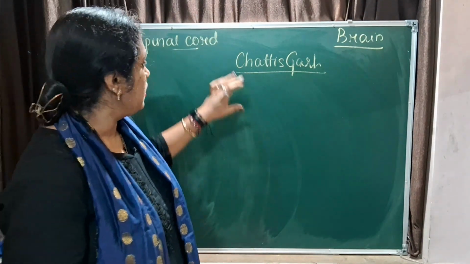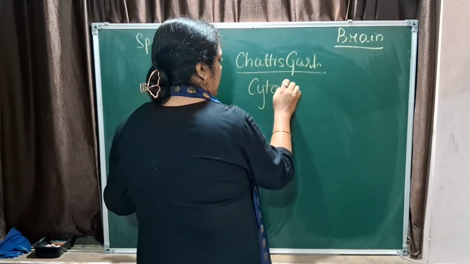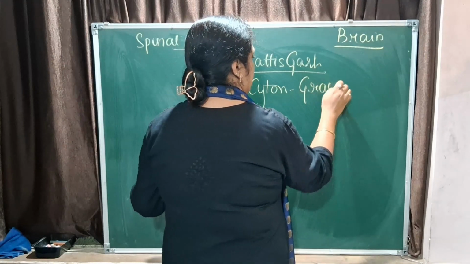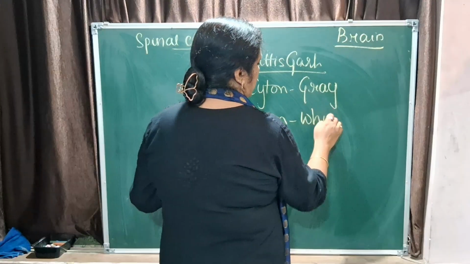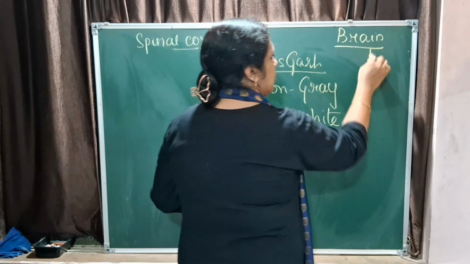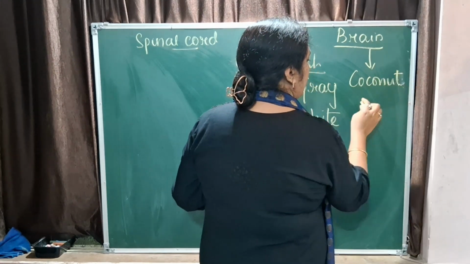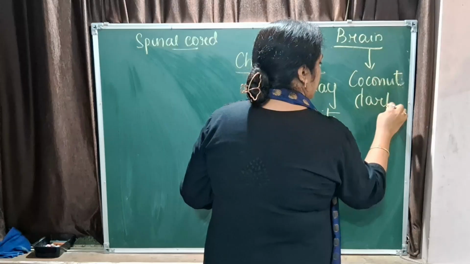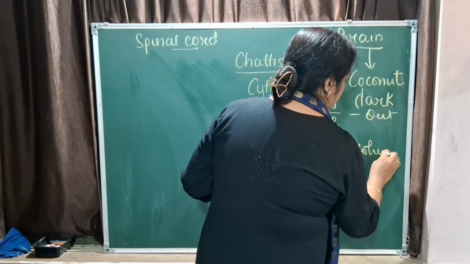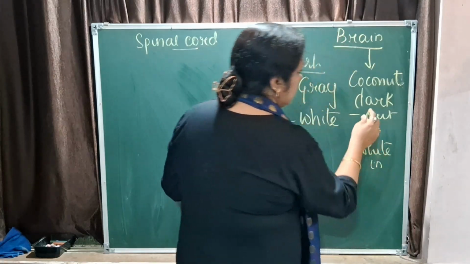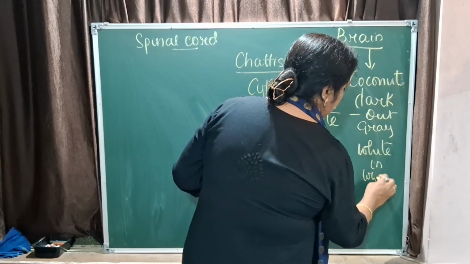Chhattisgarh is a place, you know that. Chhattisgarh, right? That means cyton is grey matter and axon, what is left behind, is white matter. Okay. Now brain is a coconut. Coconut, why? Dark outside and white inside. So dark out means grey matter out and white matter in.